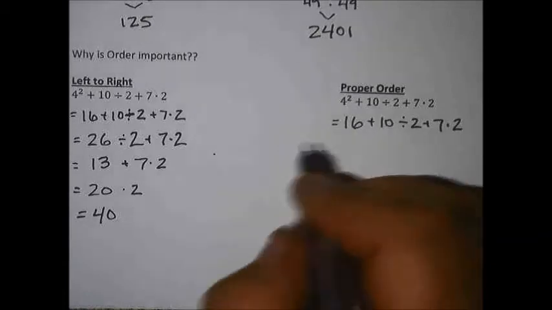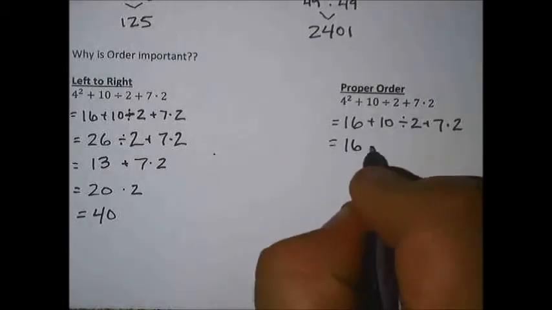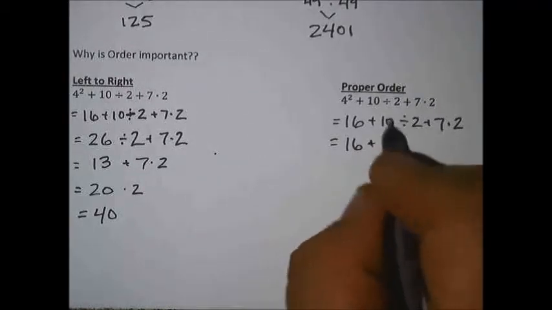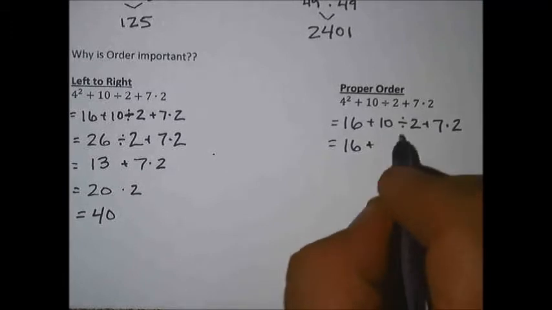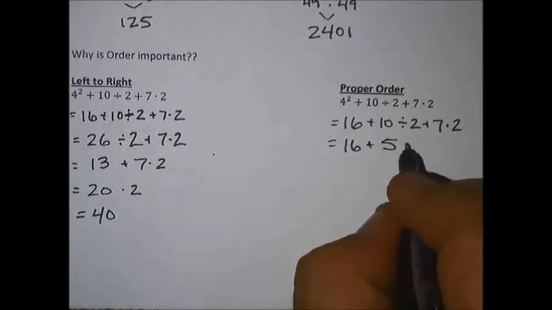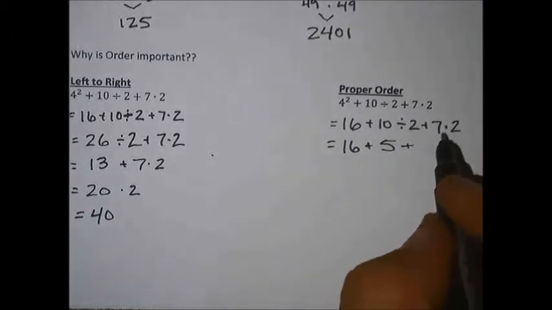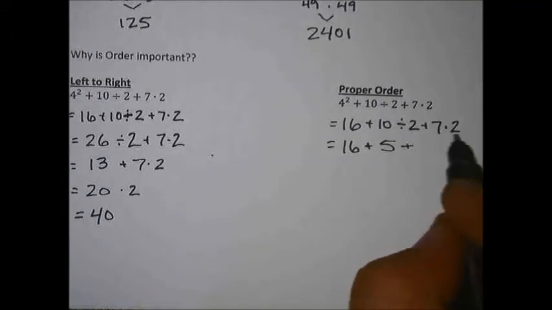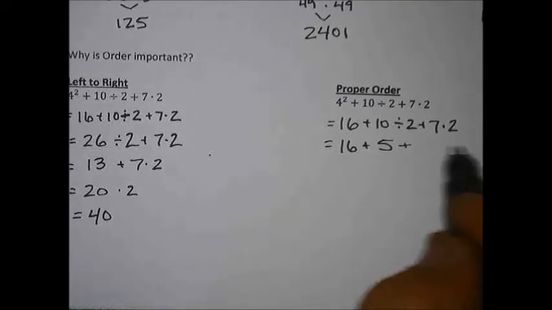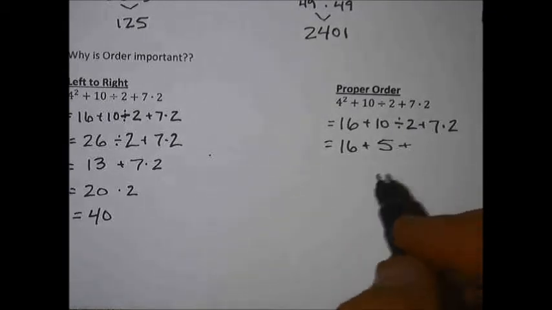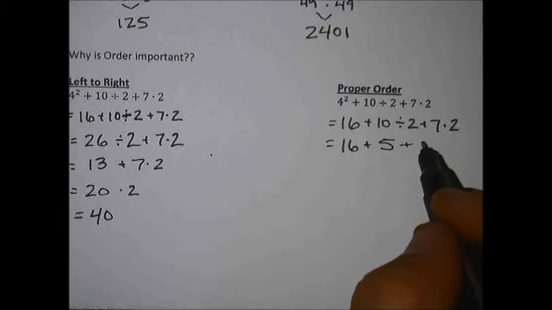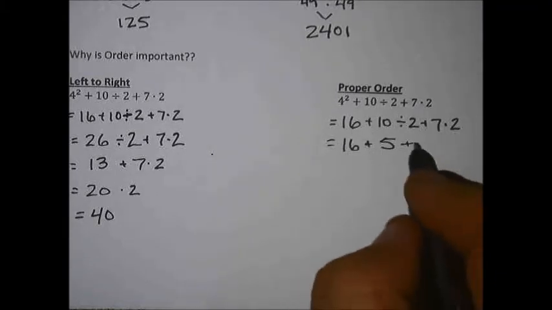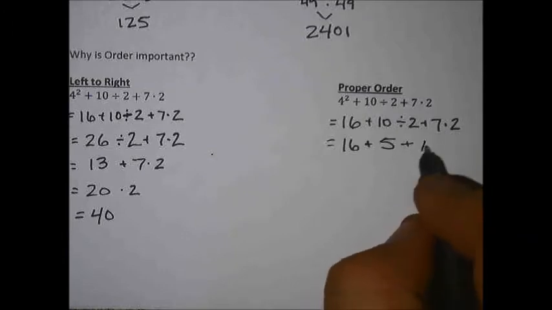When I look at that, I don't do anything with the 16. But I'm going to have a 10 divided by 2 here. So 16 plus 10 divided by 2 is 5, plus. Now, since I have an addition sign in between here, I can go ahead and do this multiplication in the same step. A lot of people don't like to write as much. You probably already hate having to keep this 16 here the whole time. But it's okay. 7 times 2, that's 14.